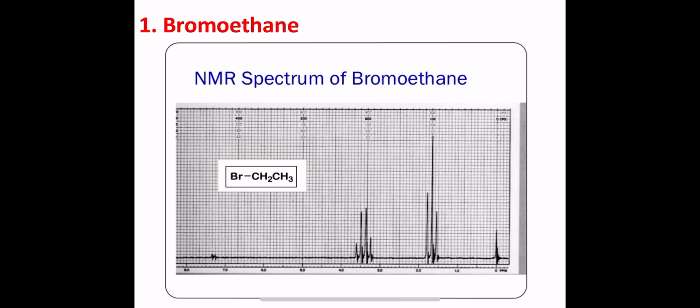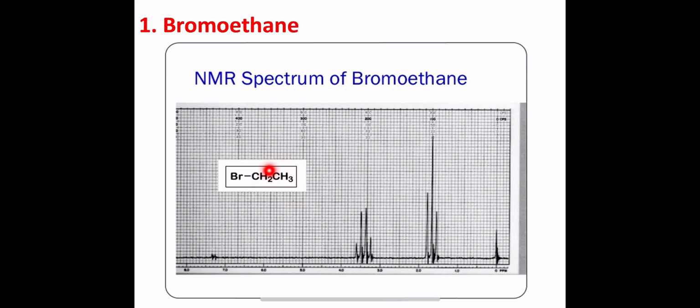So now I have taken three examples of organic compounds so that you will clearly understand how to interpret or analyze an NMR spectrum. Okay, so the first one is bromoethane. What I have taken is bromoethane. As we all know, this is CH3CH2Br. This is what is called bromoethane.